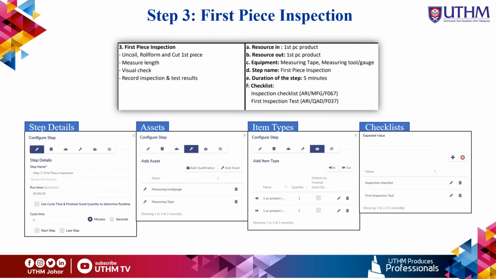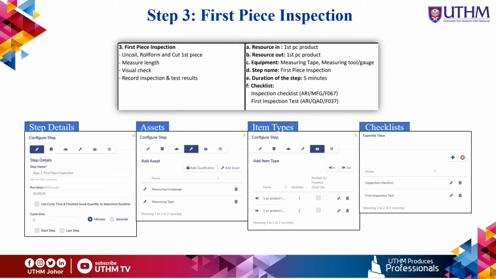For the elements we use step details, assets, and item types, as mentioned earlier. Next, step 3 is first piece inspection. For this step we uncoil, roll form, and cut the first piece, measure the length, do a visual check, and record inspection and test results. Resource in is first piece product, resource out is first piece product. Equipment we use is a measuring tape, measuring tool, or gauge. The duration for this step is 5 minutes.